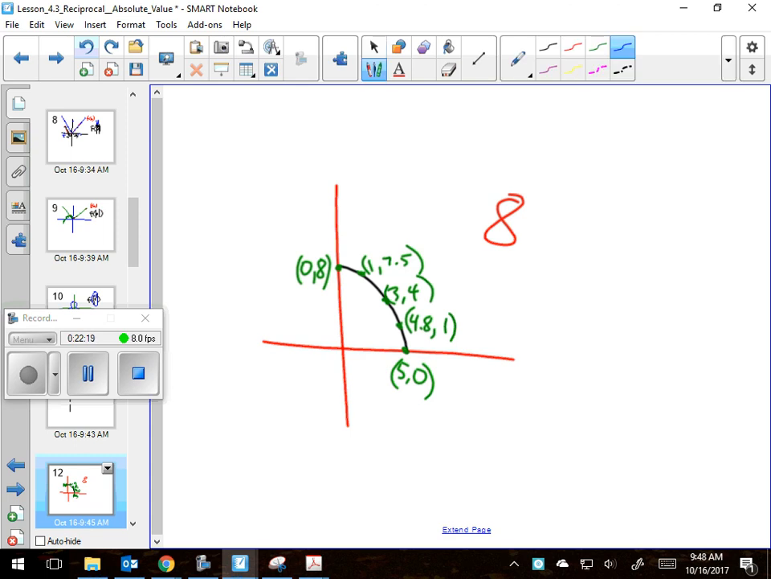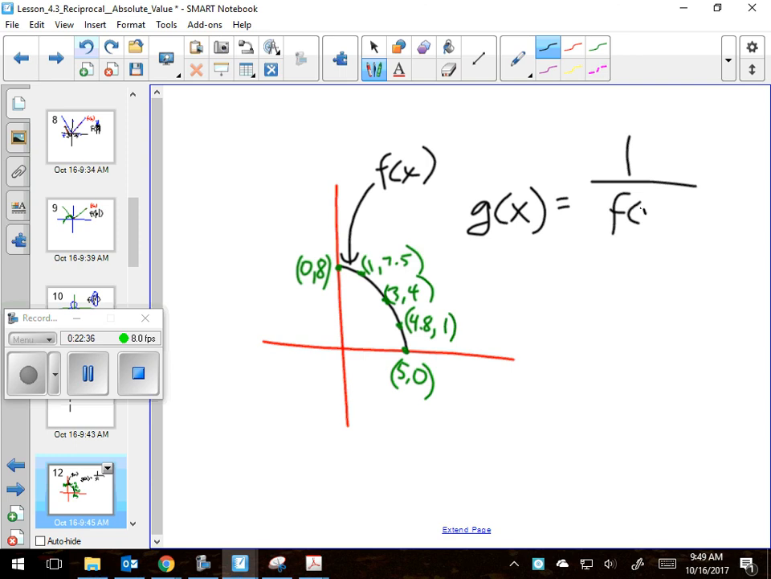But if I want to take this black function, we should call it something, I'm going to call it f of x, and do its reciprocal. Its reciprocal, its new function, let me call it g of x, will be 1 over f of x. Now I want you to think about that for a second. If I do 1 over f of x, do you get that's kind of like 1 over the y?